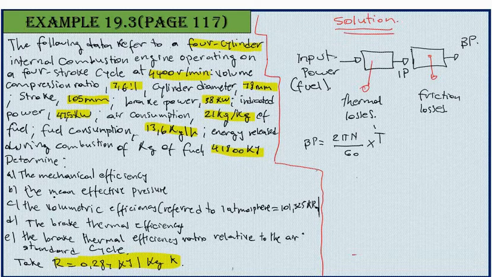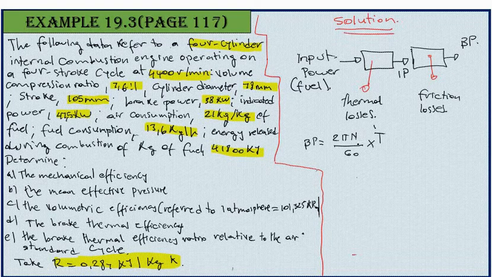Now here we have the first question. They want us to determine the mechanical efficiency. We cannot determine the mechanical efficiency if we don't have the brake power and the indicated power, because the mechanical efficiency is the ratio of the brake power and the indicated power. So let's first determine the brake power, which is given by this relation.